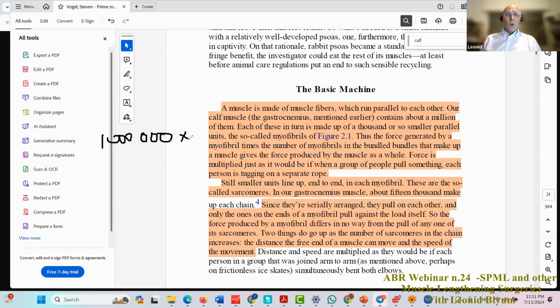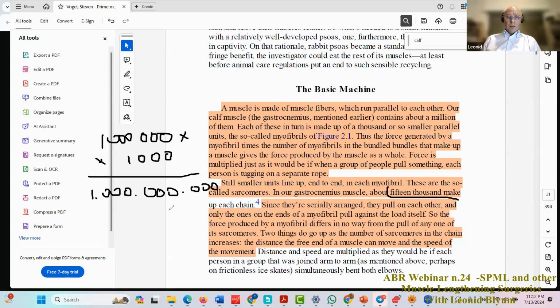Remember this number. Now we multiply them by, as we read further, each of these in turn is made of 1,000 or so smaller parallel units. So we multiply by another 1,000, and instead of 1 million, now we've got 1 billion tiny units already. And then still smaller units line up end to end in each myofibril. Those are the sarcomeres, and there are about 15,000 of them. So now we take the 1 billion and multiply it by another 15,000. What is the end result? It's 15 trillion.